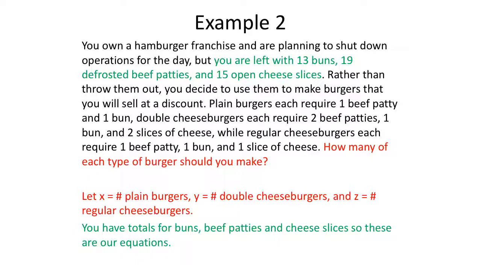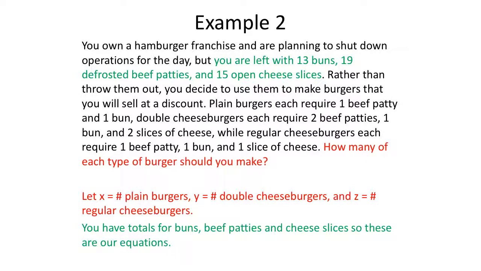You're planning on shutting down operations for the day, but you're left with 13 buns, 19 defrosted beef patties, and 15 open slices of cheese. Notice these are totals. These are total amounts of ingredients that we have. Rather than throw them out, you decide to use them to make burgers that will sell at a discount. Plain burgers require 1 beef patty and 1 bun. Double cheeseburgers require 2 beef patties, 1 bun, and 2 slices of cheese. And regular cheeseburgers require 1 beef patty, 1 bun, and 1 slice of cheese.